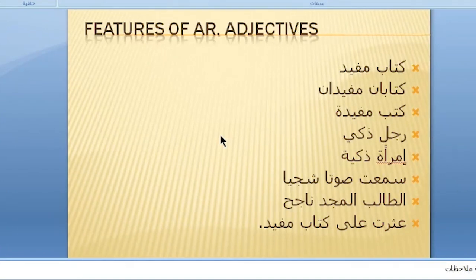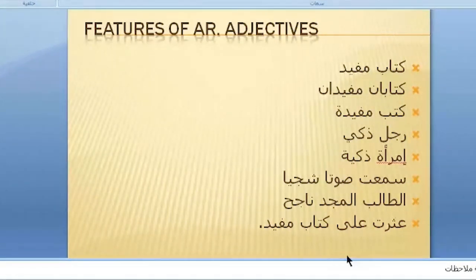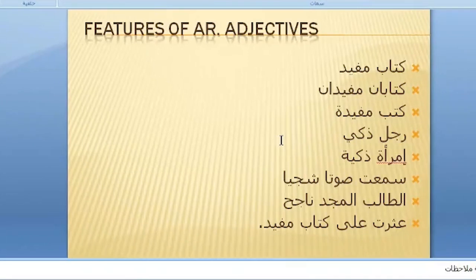Now, let us take this pair, خلينا ناخذ هذا الزوج: رجل ذكي وامرأة ذكية. As indicated in this pair, رجل is a masculine noun, يعني مذكر. امرأة is a feminine, مؤنثة. So here we have a difference in gender, الجنس النحوي.